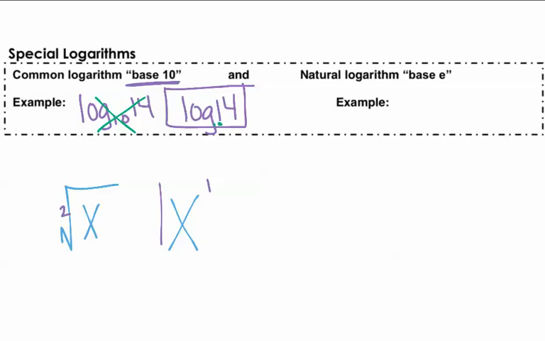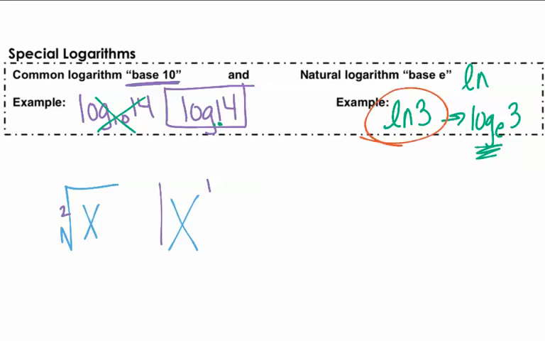Another one we have is the natural logarithm. Natural logarithm we write as ln, and the natural logarithm is base e. So you'll see things written like the natural log of 3, and what that really means is log base e of 3. So we never write log base e. You need to get used to always writing that as natural log.